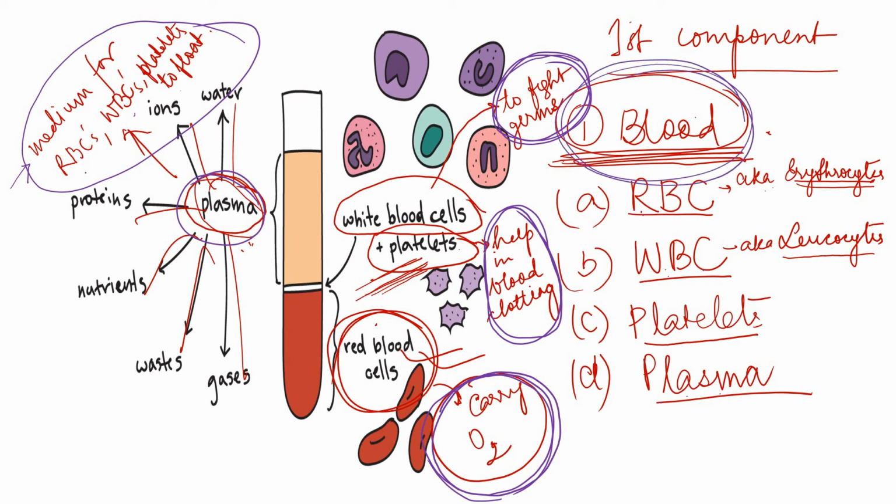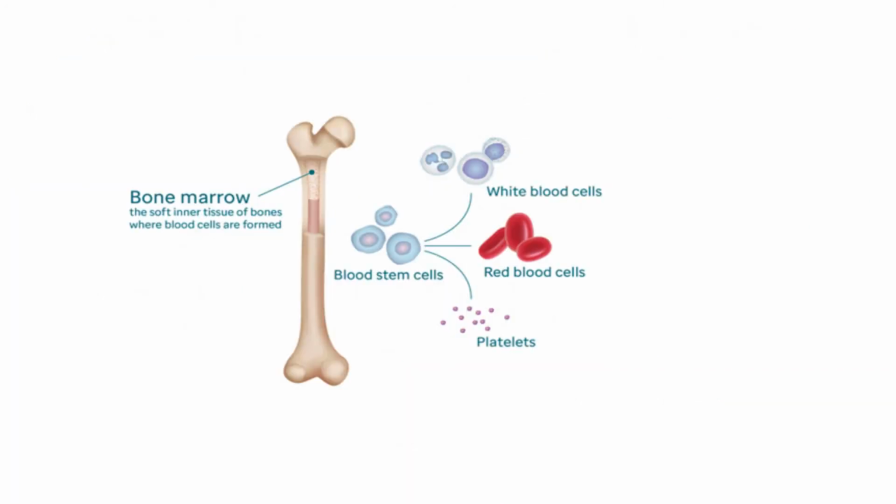Alright, I hope I have made it clear to you all. If not, then please rewatch this video to get clarity. Next, what do we have? Yes, we have been studying about this blood. But where are these blood cells formed? They are formed inside the bone marrow.